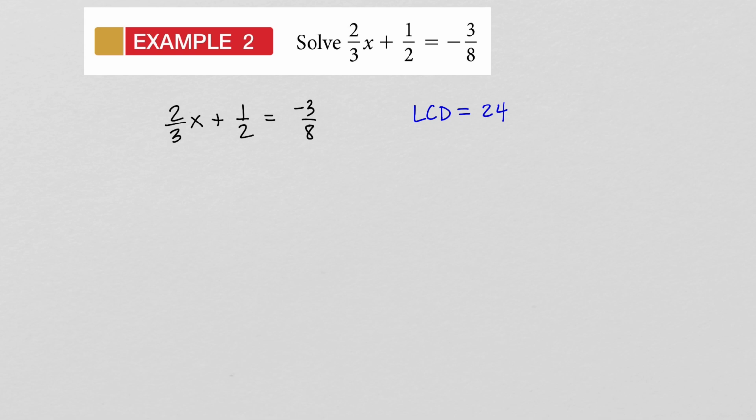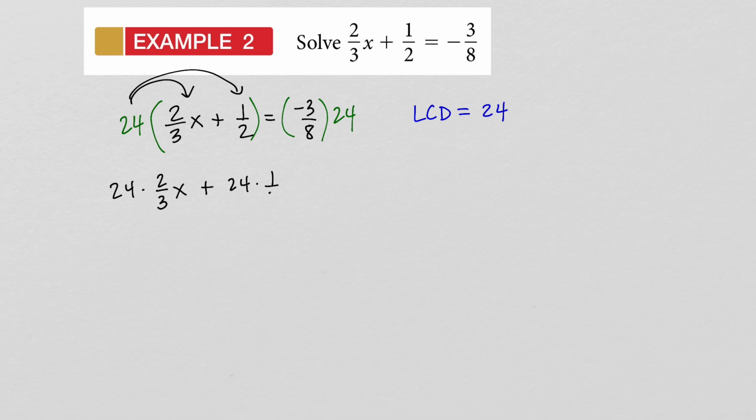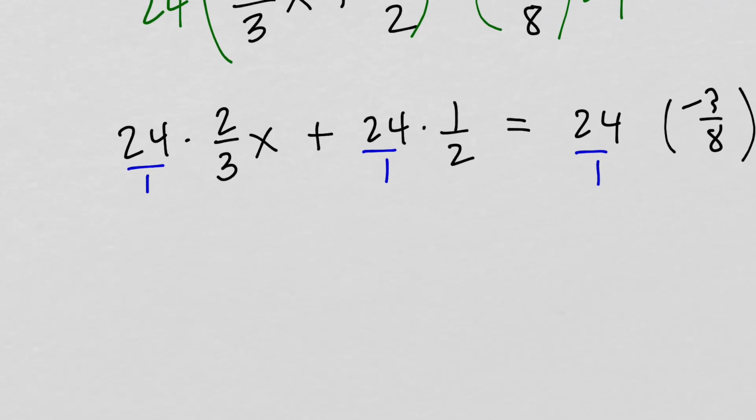So what I'm going to do here is multiply both sides of this equation by 24. Now, when we do that, we're going to distribute, so we get 24 times 2/3 x plus 24 times 1/2 equals, and on the other side we have 24 times negative 3/8. Now, why am I multiplying by 24? Well, remember, 24 is like 24 over 1. And so we can do some cross-canceling.